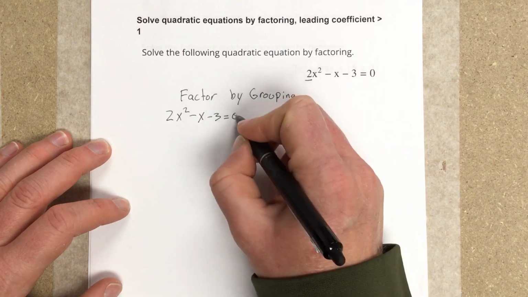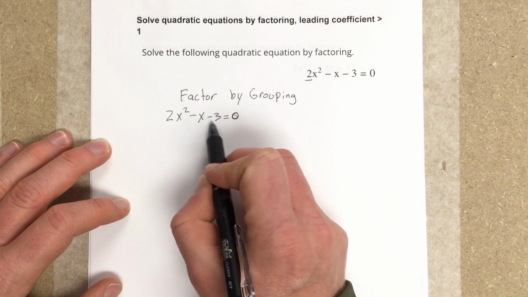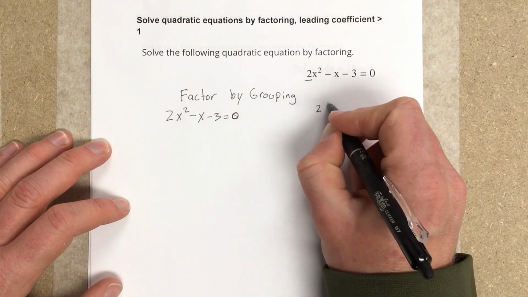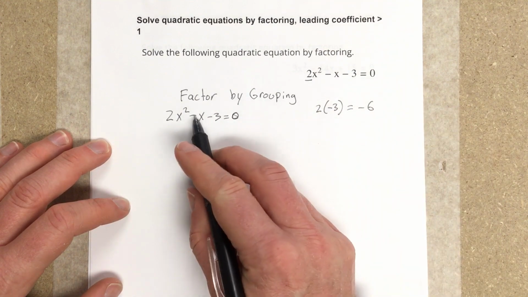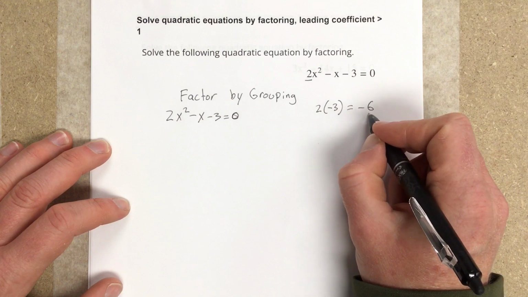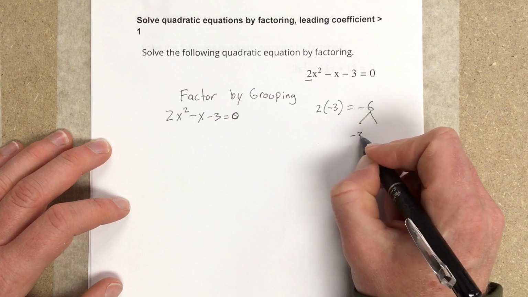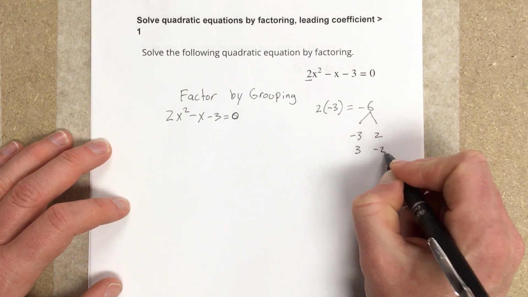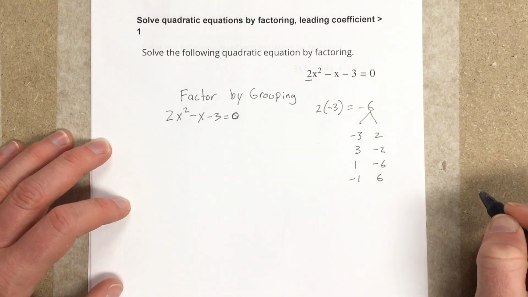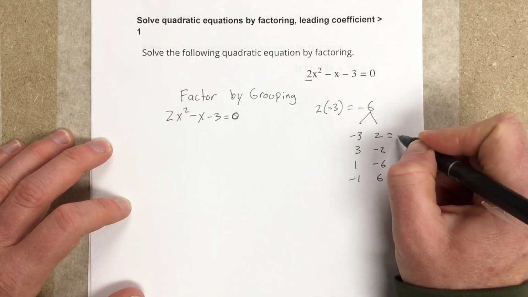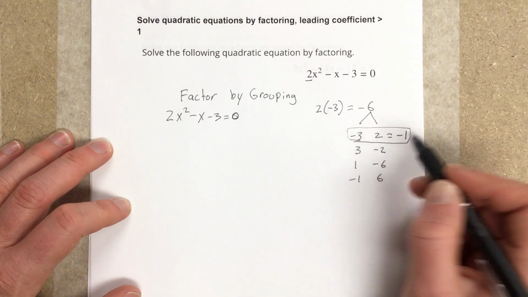And let's take 2 times 3. So for factor by grouping, we take 2 times negative 3, and you get negative 6. And then we find the factors of negative 6 to add to negative 1. What are the factors of negative 6? Well, we get negative 3 and 2, or 3 and negative 2. We get 1 and negative 6, and negative 1 and 6. If we add these up, I get negative 1 for this first piece. So these are the factors I'm going to use here, negative 3 and 2.